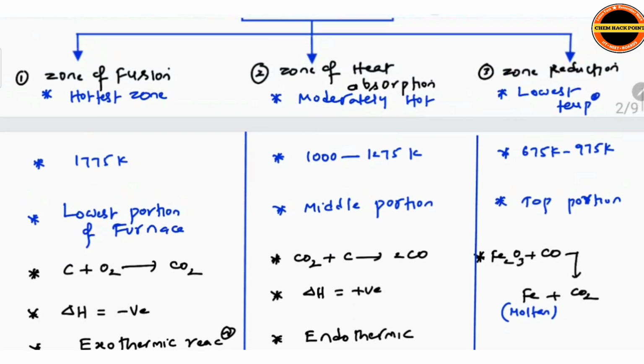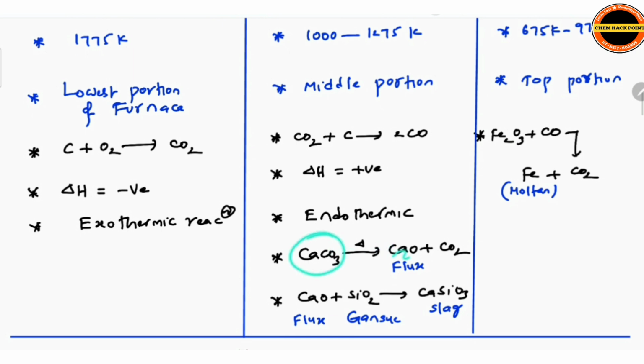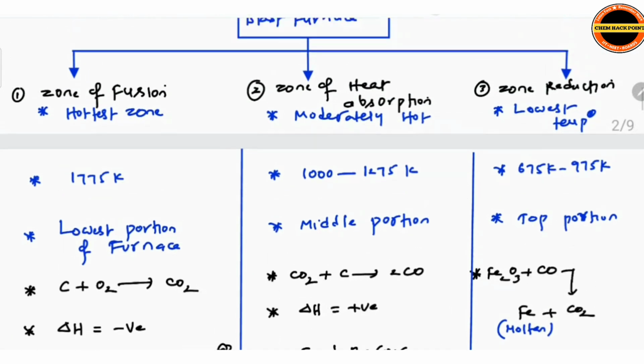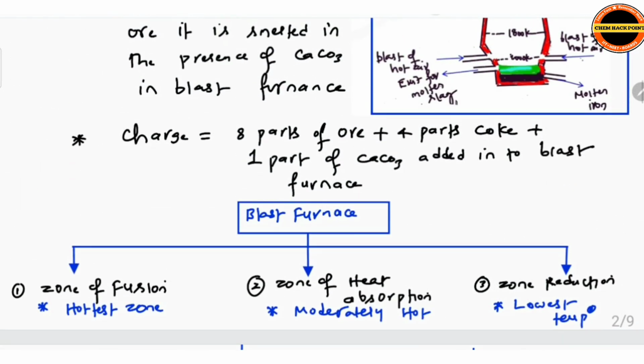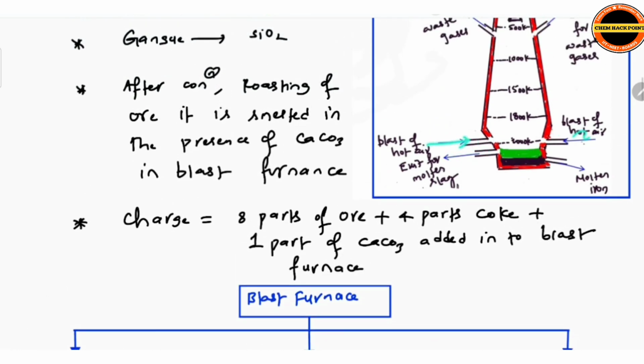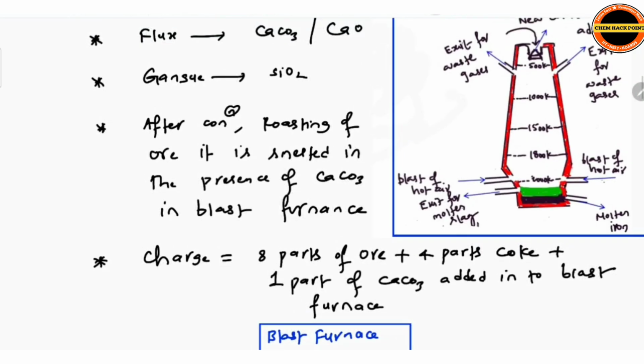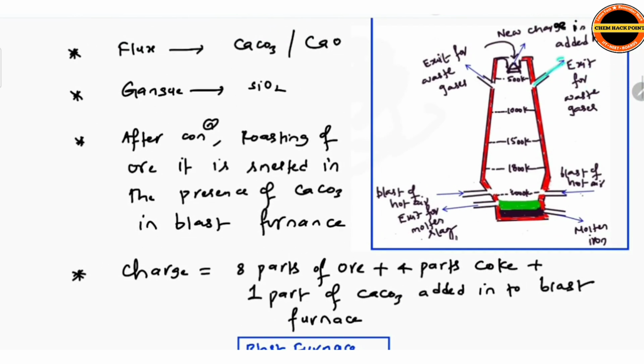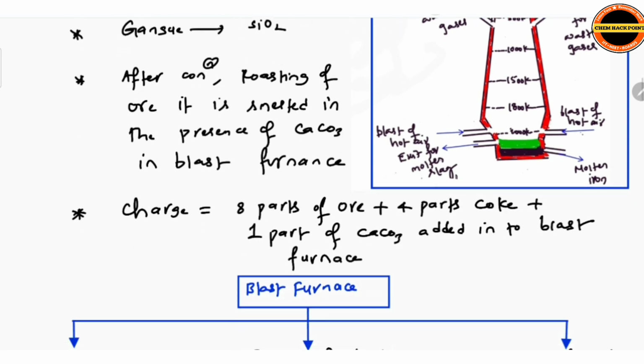In the same zone of heat absorption, CaCO3 on heating gives CaO and CO2. This flux reacts with silicon dioxide gangue and forms calcium silicate slag. Iron silicate is formed in copper extraction; calcium silicate is formed in which extraction? Iron extraction. So slag is formed exactly above the molten iron and it is collected out. Here a blast of hot air is introduced into this container. Any waste gases exit out here, and from the top we are adding charge. Charge means all those combinations, this one.